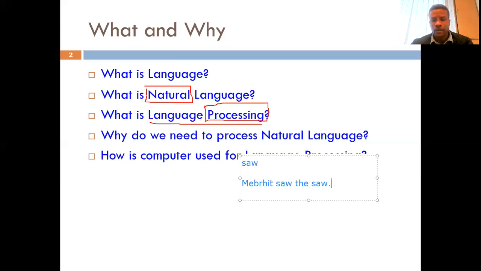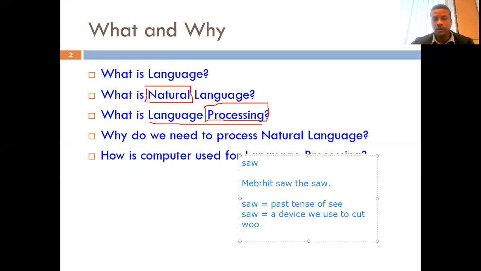So listen. "So" can be the past tense of "see", or "saw" can be a device we use to cut wood. In this case, when you are asked the meaning of "saw", you cannot simply say it is the past tense of "see", because it can also be the equipment that we use to cut wood.